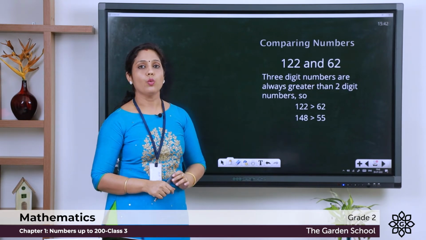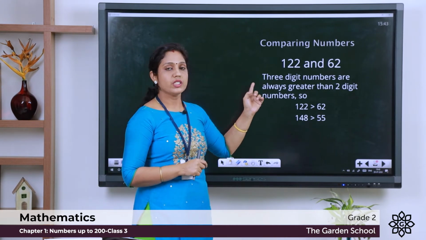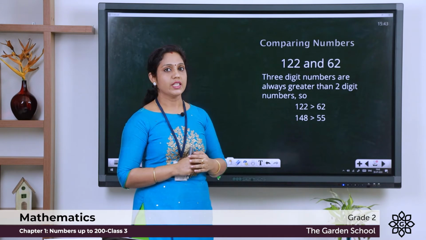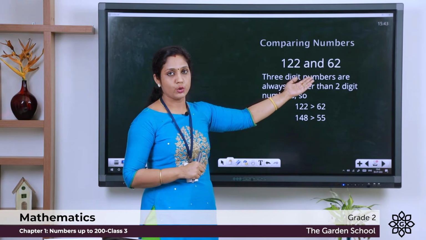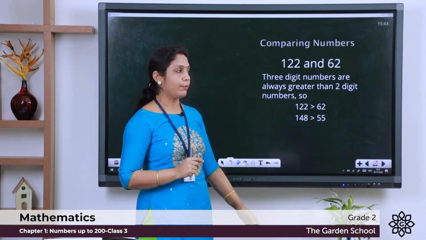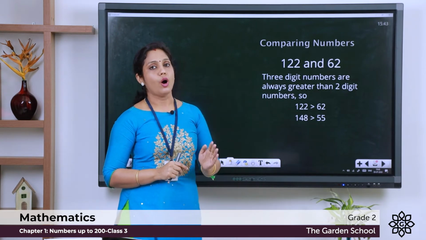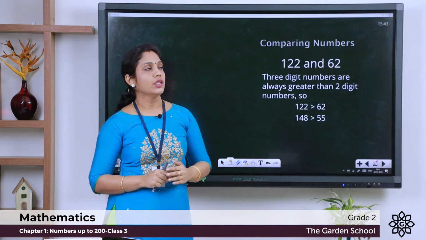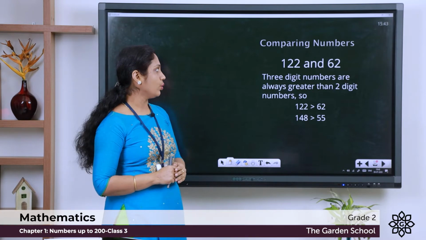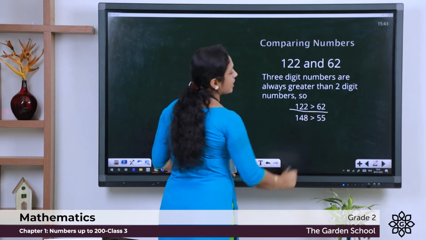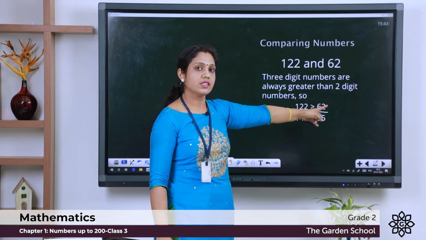Now, let's compare 122 and 62. 122 is a 3-digit number because there are 3 digits in that number. And what about 62? 62 is a 2-digit number. So, when we compare a 3-digit number and a 2-digit number, always the 3-digit number will be greater. So, we can say in this that 122 is greater than 62 and it is represented using the symbols. And this can be read as 122 is greater than 62.